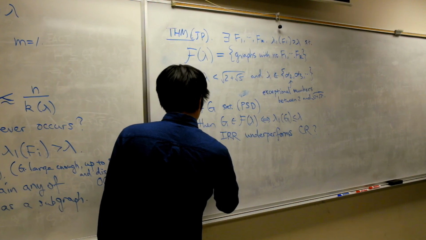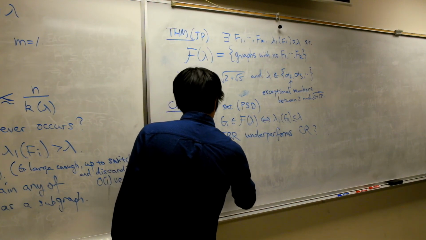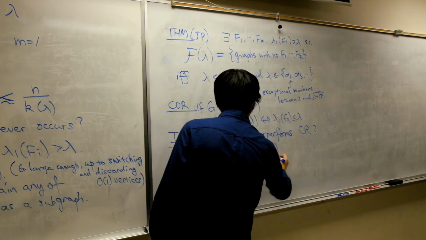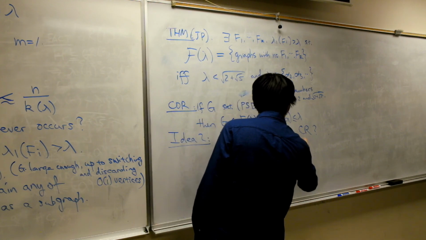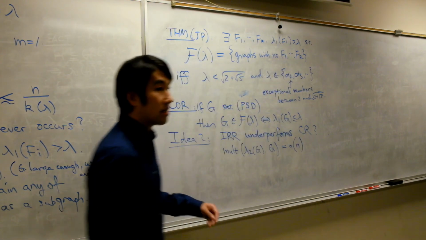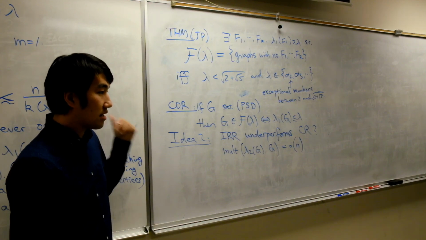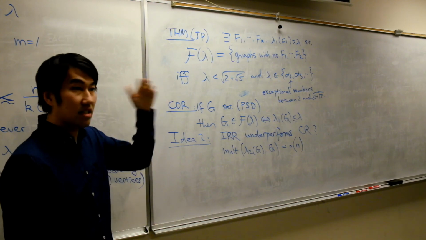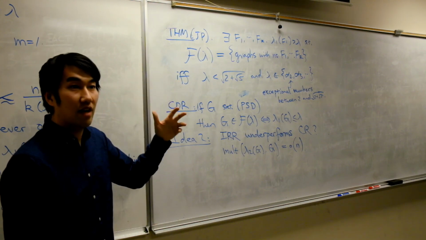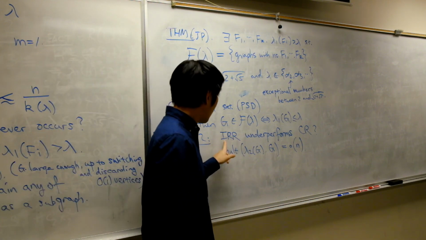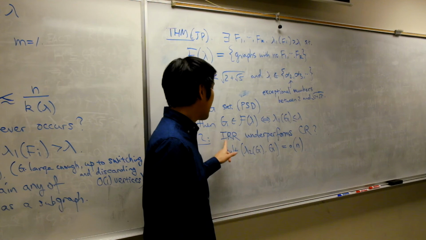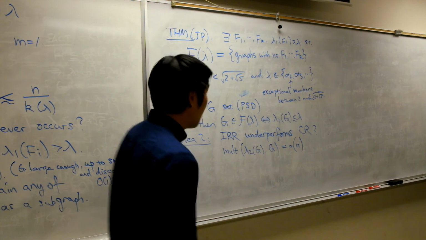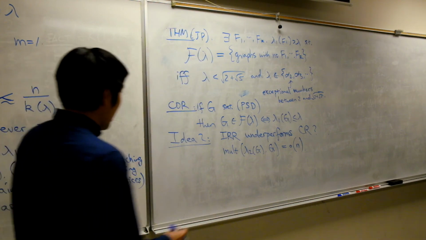Can we actually have some result of this form? The multiplicity of the second largest eigenvalue of a connected graph is little o of n. Recall that in the completely reducible case, the multiplicity we get is linear, n over k of lambda, where n is the number of vertices. And if we have such a result, then in the irreducible case the multiplicity will be sublinear. So it underperforms the completely reducible case.